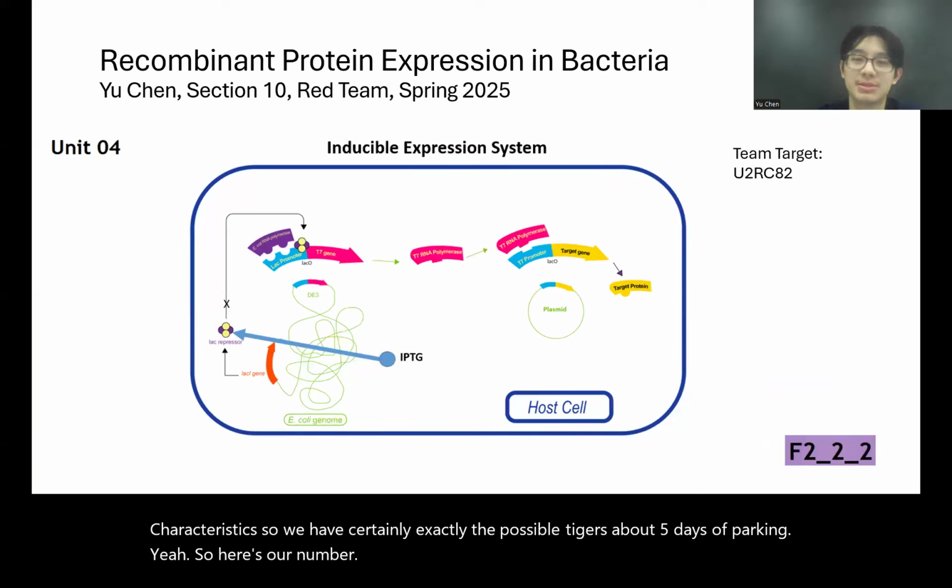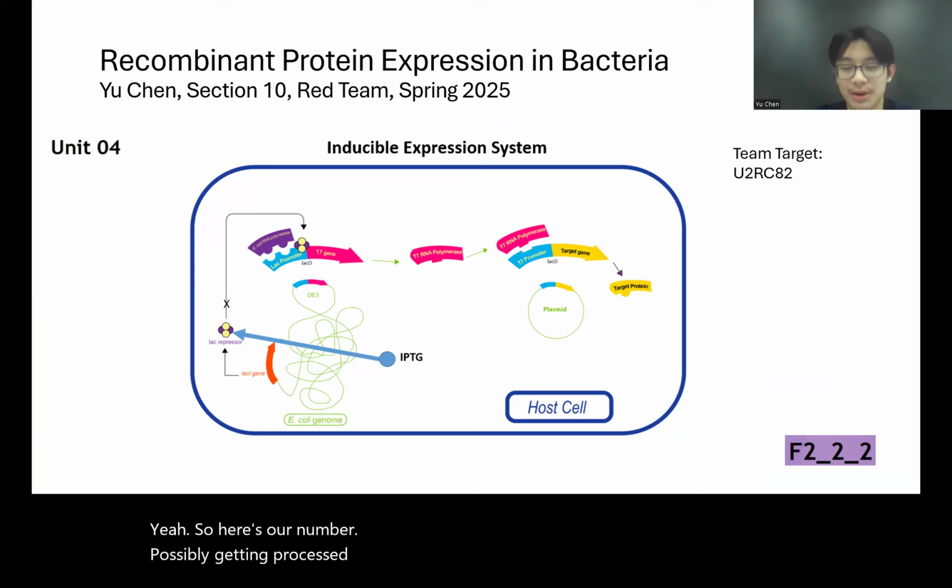So, recombinant protein expression in bacteria. We use IPTG addition in order to bind the lac repressor. And this prevents it from blocking the lac promoter. With the lac repressor blocked, the lac promoter can drive expression of the T7 RNA polymerase that then binds to the T7 promoter, which then drives expression of our target gene to the target protein. And IPTG addition basically produces more target protein, and this is how it's done.